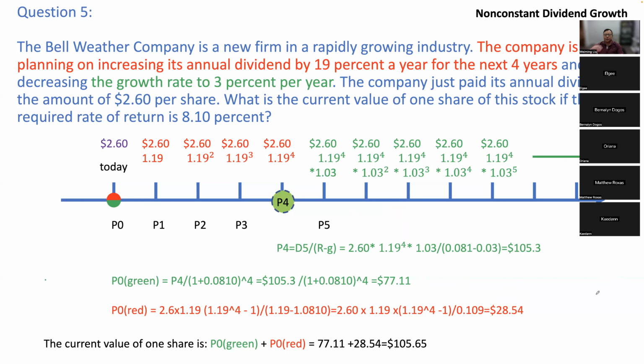Okay. So here, what happened is because these two streams of dividend have different growth rates, I cannot use one calculation to solve that price. So I have to separate the two streams. I separate the stream with the growth rate of 19% from the second stream of dividends with the growth rate of 3%, right? So I'm actually dividing them into two parts.